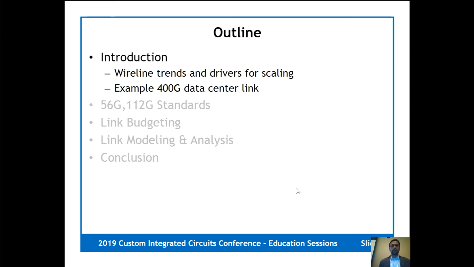Okay, so let's start with the introduction. So here, like I mentioned, there will be two parts. The first one will just go over the trends, wireline trends, to give some background and motivation. And then the second part, we'll look at an example, 400 gig data center link, and how standards, budgets, and models relate to this.